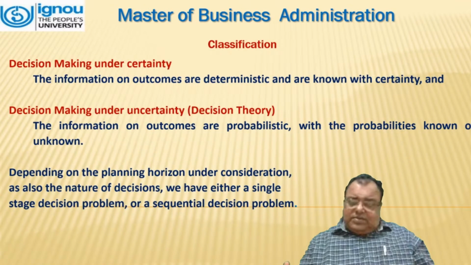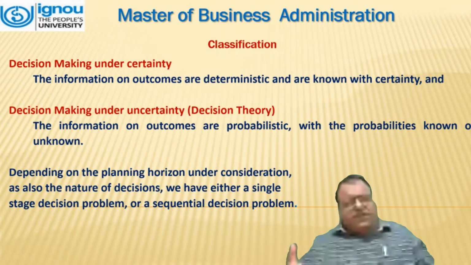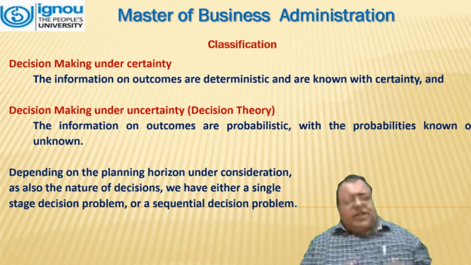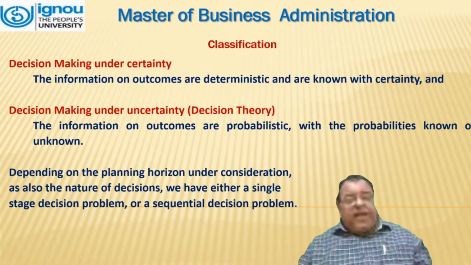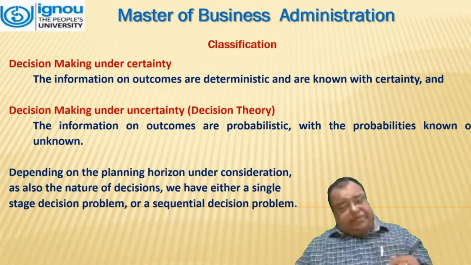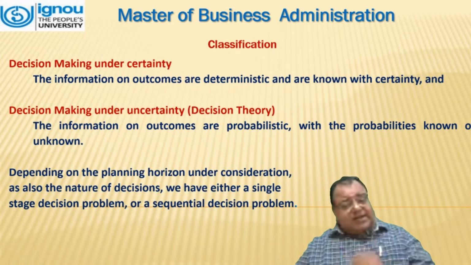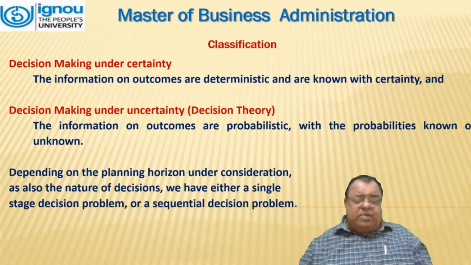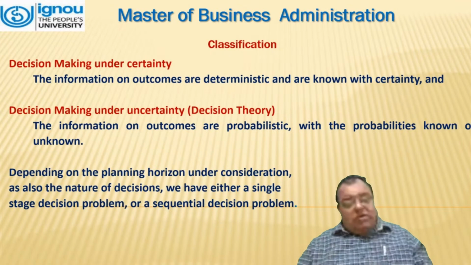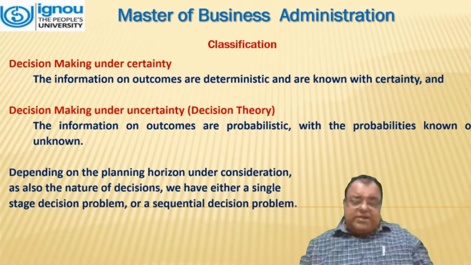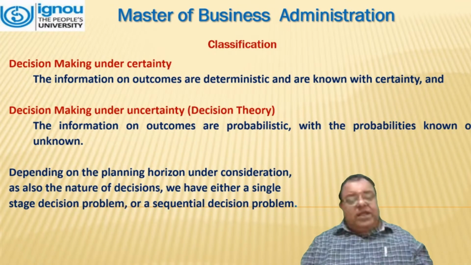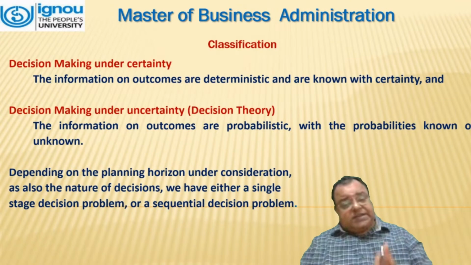How is this classified? Decision making under certainty: the information on outcomes is deterministic and known with certainty. And decision making under uncertainty, that is decision theory, that means you have to take a decision like that. The information on outcomes is probabilistic, with the probabilities known or unknown. Depending on the planning horizon under consideration, as also the nature of the decision, we have either a single stage decision problem or a sequential decision problem.